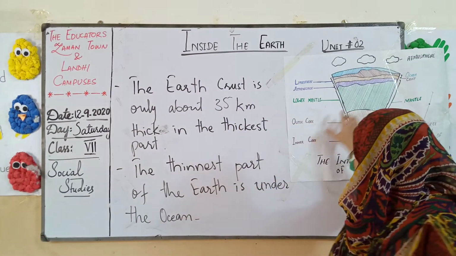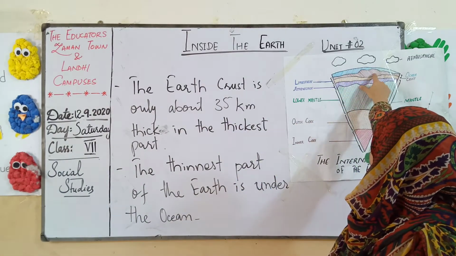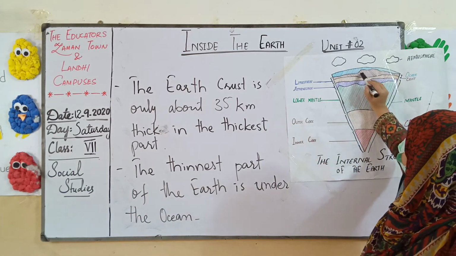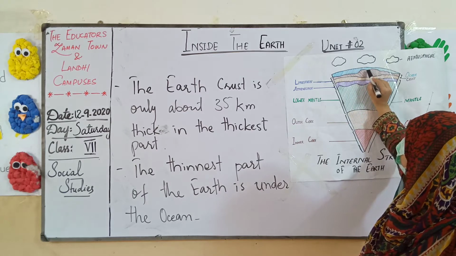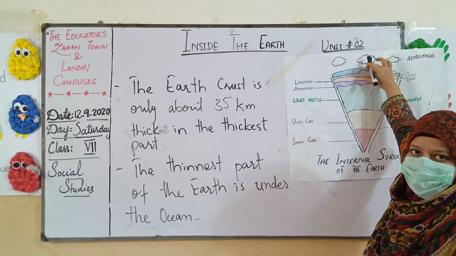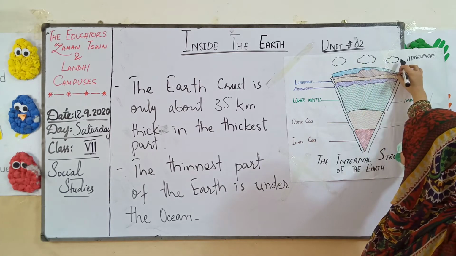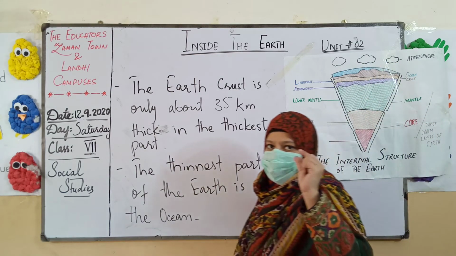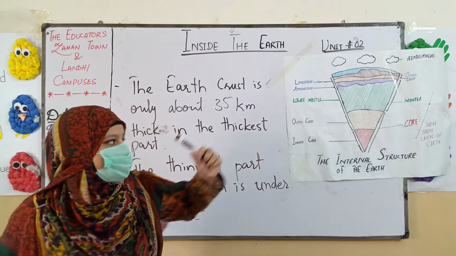So the crust, which is the topmost layer, the thinnest part of the earth, is about 35 kilometers in depth at its thickest part. But in the thinnest part, it reaches 8 kilometers. That is a very little area.